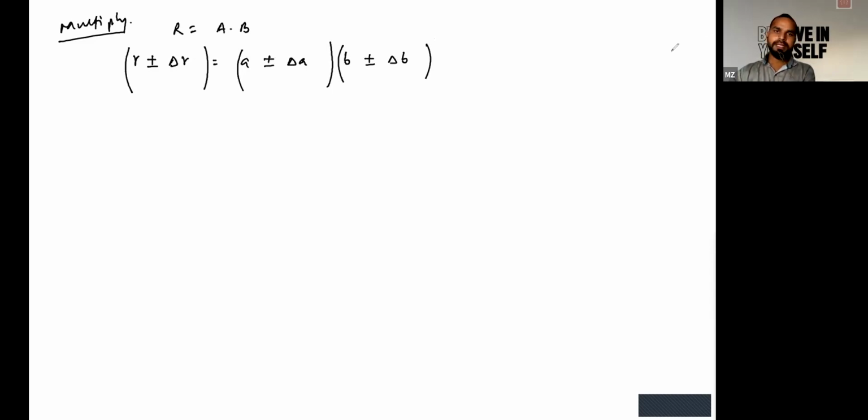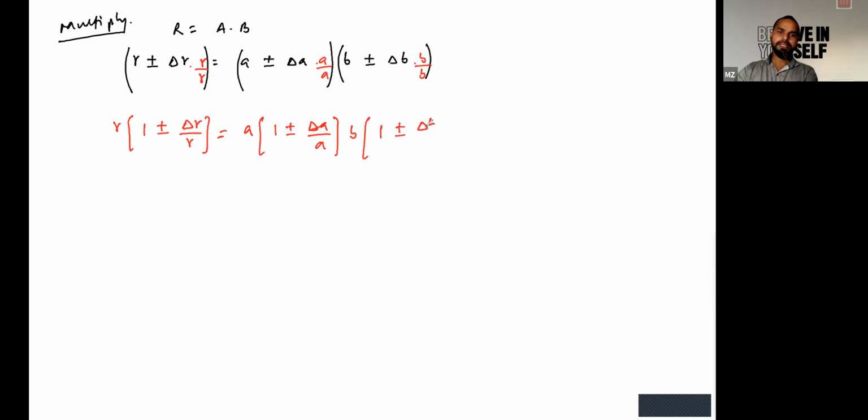Now we have to take common R in the first part, but in the second part it is only delta R. So multiply and divide it by R. Similarly, multiply and divide by A, and multiply and divide by B. Now, if you take out R as common from both these segments, you will get 1 plus minus delta R by R. Taking A as common, it will be 1 plus minus delta A by A. If you take out common B, you will get 1 plus minus delta B by B.